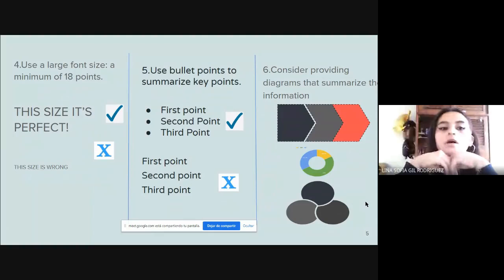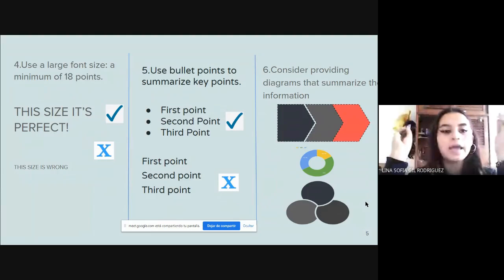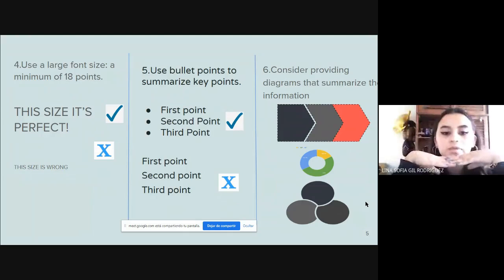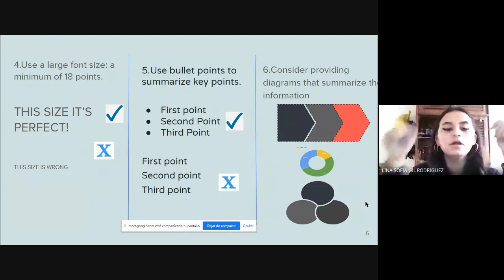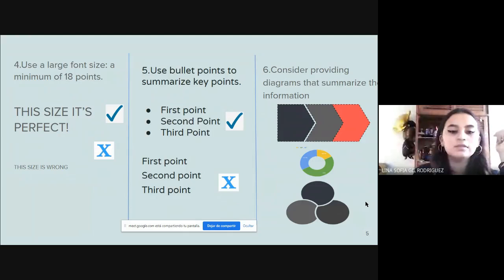Fourth, use a large font, a minimum of 18 points. For example, in the first one, this size is perfect. It has 18 points, and the second one is wrong because it's so small. And fifth, use bullets to summarize key points in the main ideas. For example, first idea, second idea, and third idea. The second one is incorrect because it doesn't have bullet points.